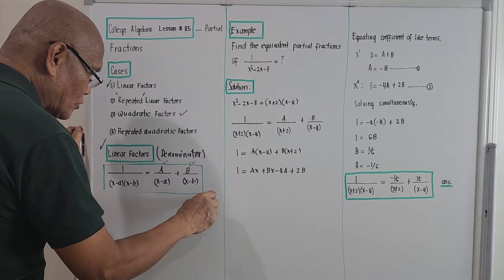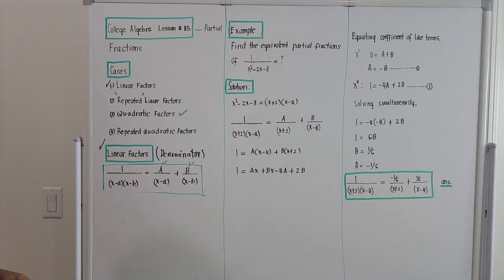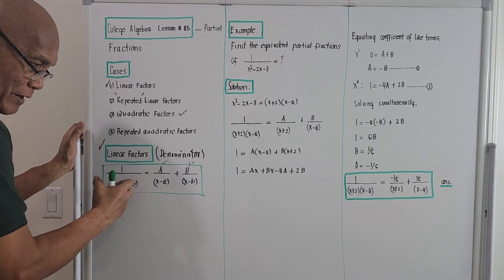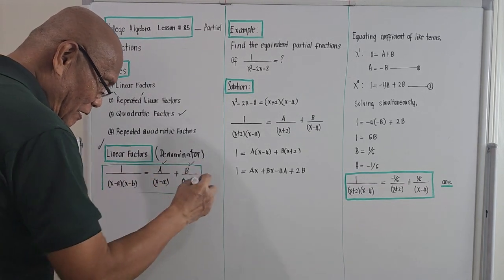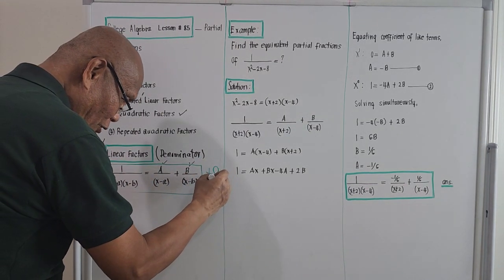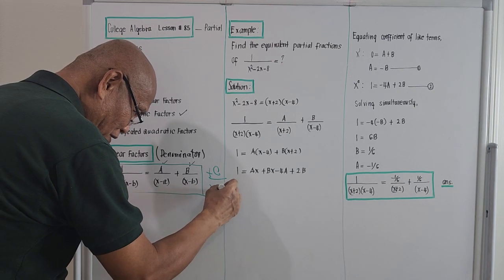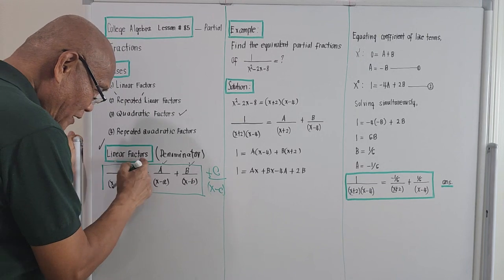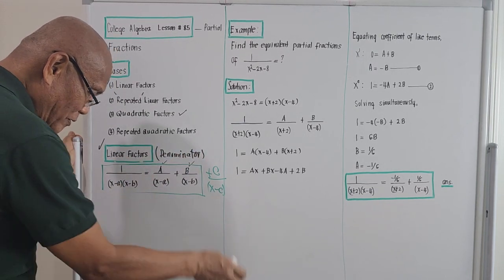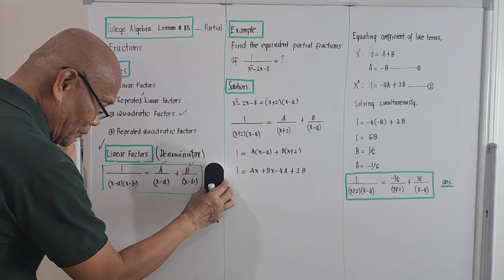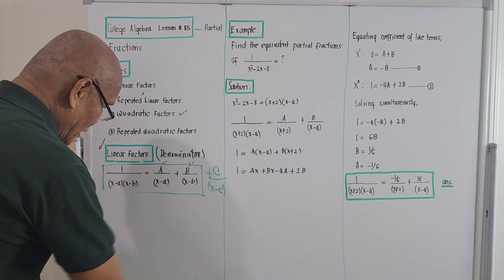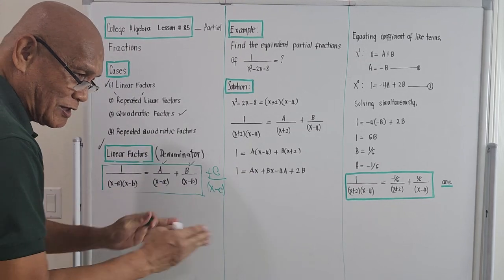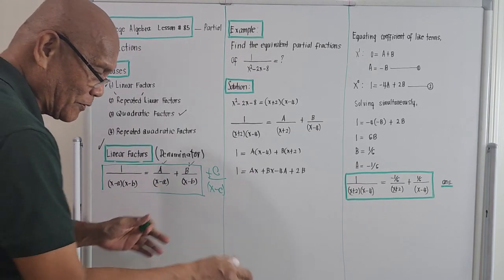Memorize this by heart. If there are 3 linear factors, of course, on the right hand side there should be a plus another constant C all over the third linear factor, x minus c. They are all linear, so if there are two, there will only be two partial fractions on the right. If there are three on the left hand side, there should be three. So you adjust the form properly.